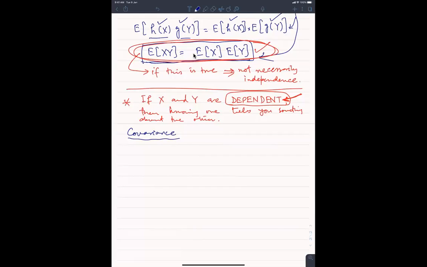So the covariance between two random variables x and y is defined as expected value of x minus expected value of x, multiplied by y minus expected value of y.